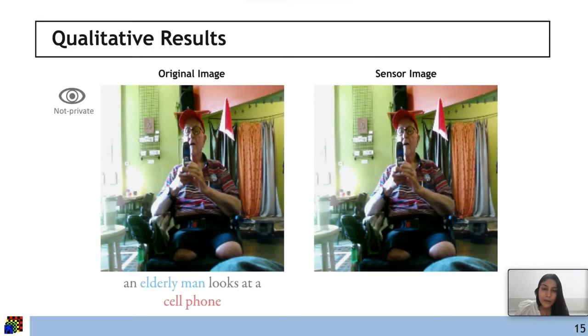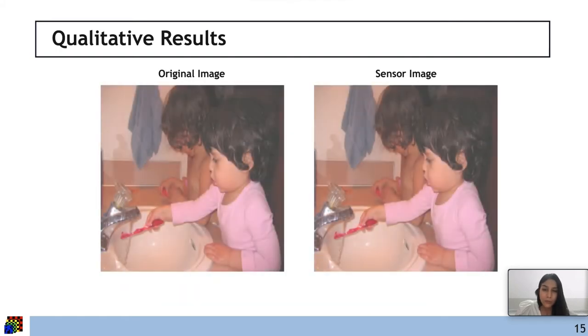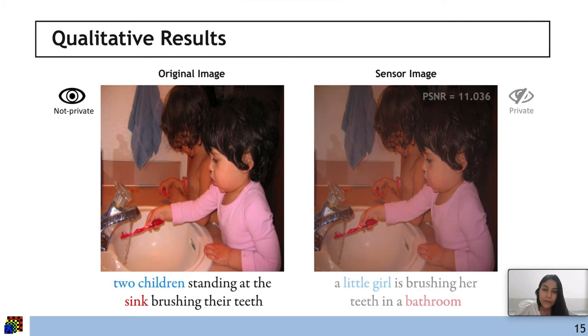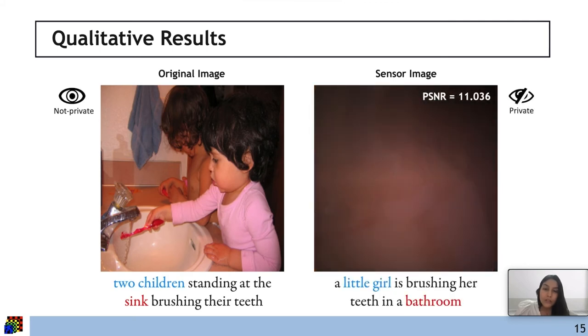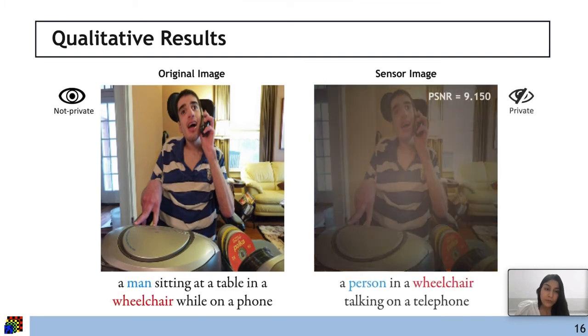For the results part, we can see on the left the original image of the COCO dataset and on the right the image distorted by our proposed method. Below each of them is the generated caption. Also, you can see the PSNR of the two images at the top right.